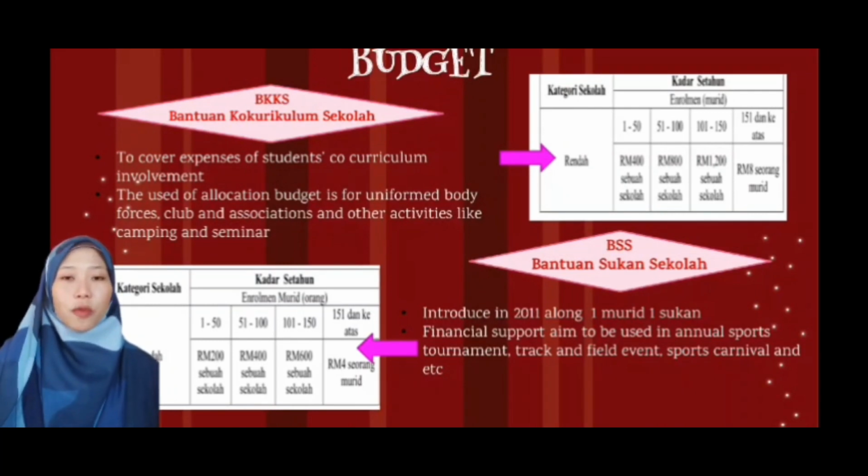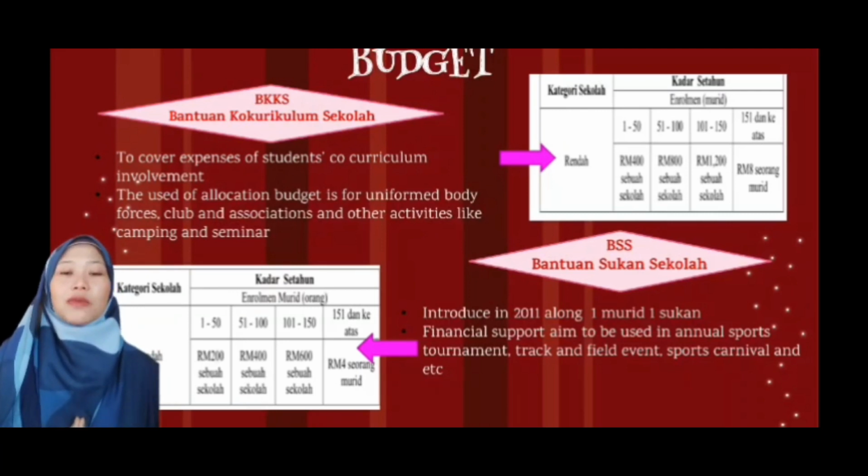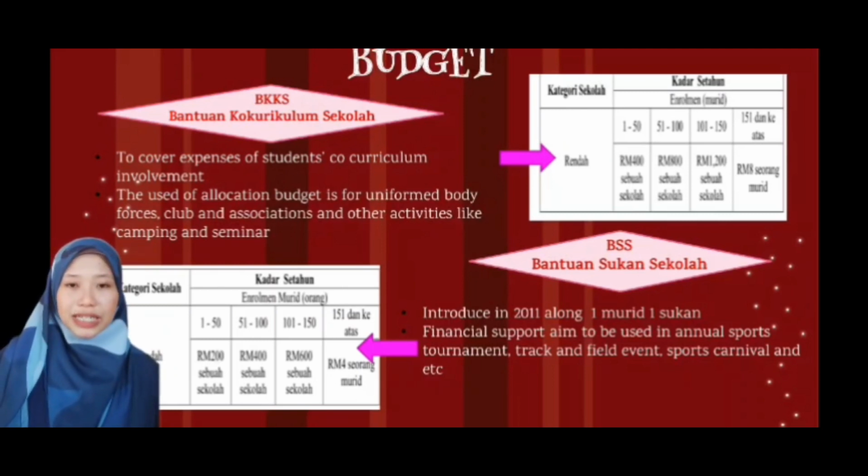For schools that have 1 to 50 students, 400 ringgit Malaysian will be allocated for schools, and so on. For 50 to 100 students, RM80 will be allocated per school. For 101 to 150 students, RM1,200 ringgit will be allocated per school, and for 151 and above, RM8 ringgit will be allocated per student.